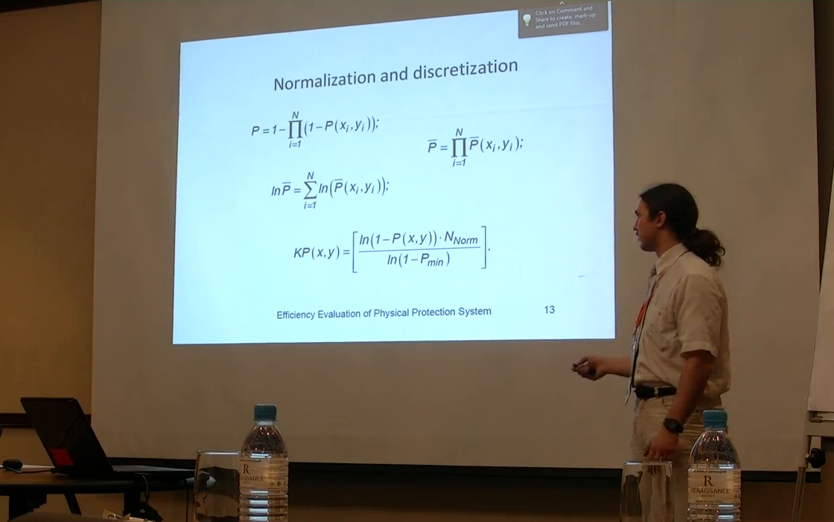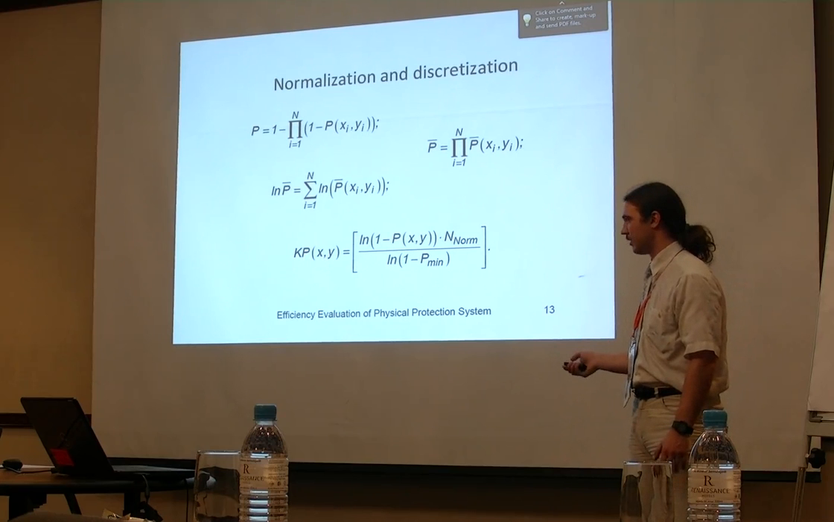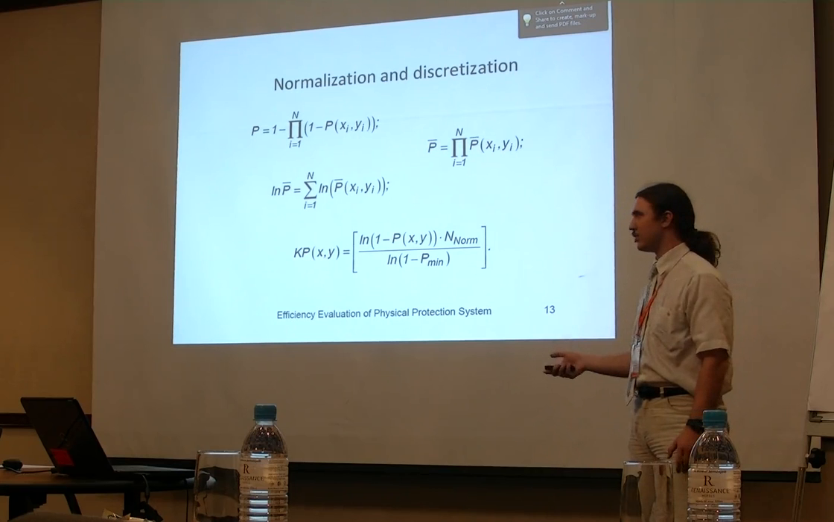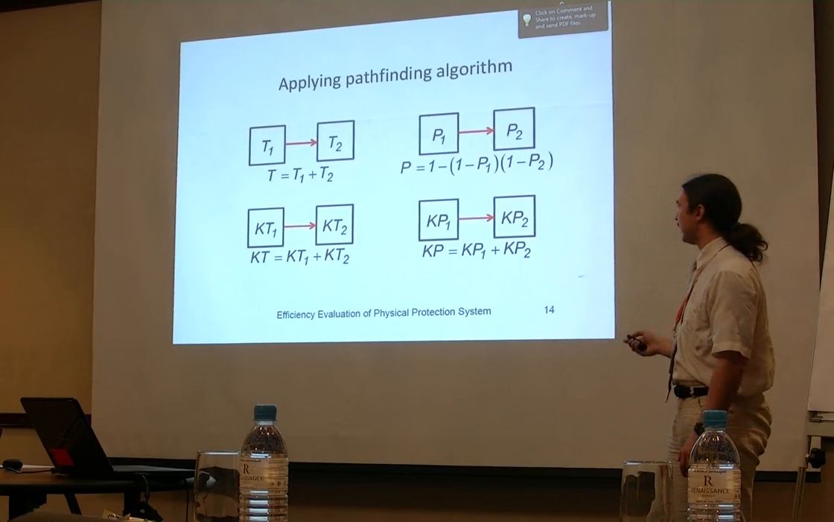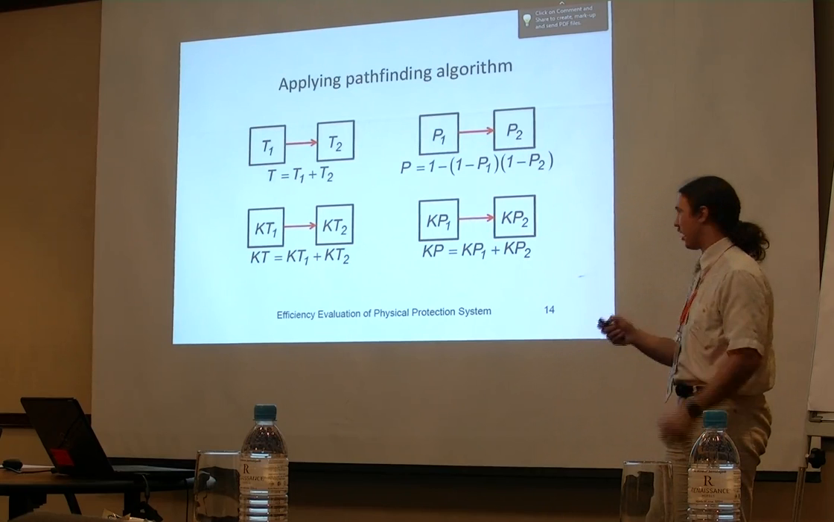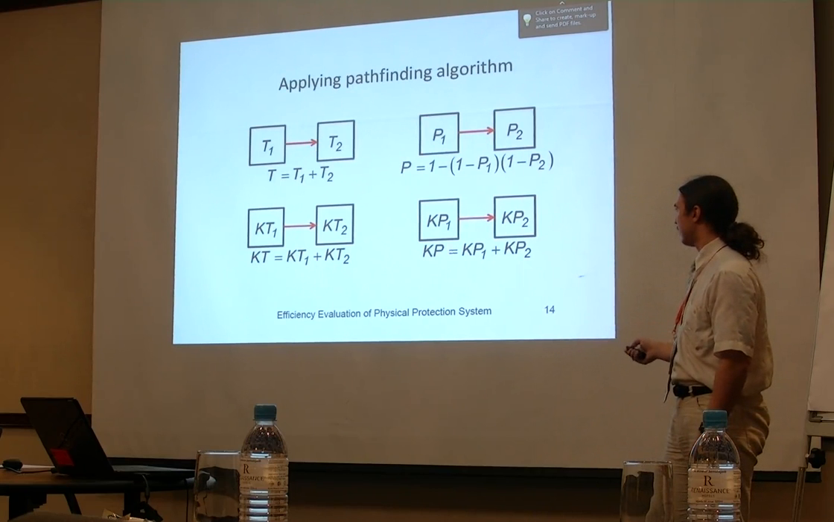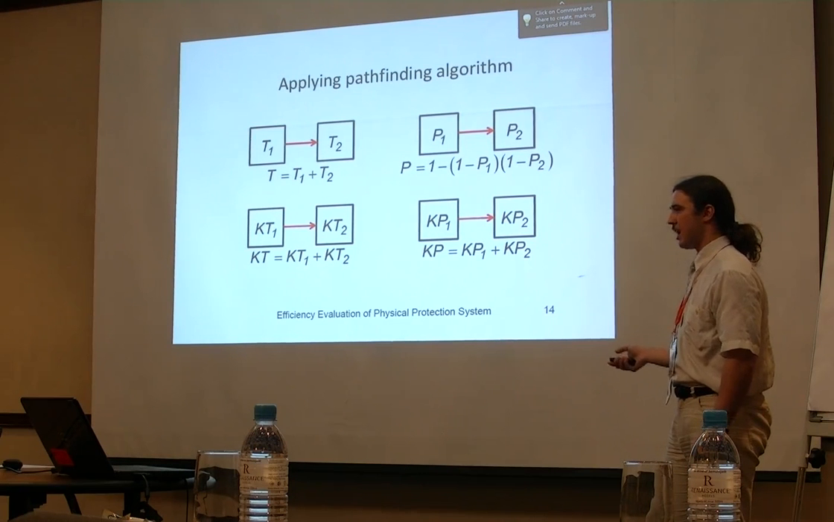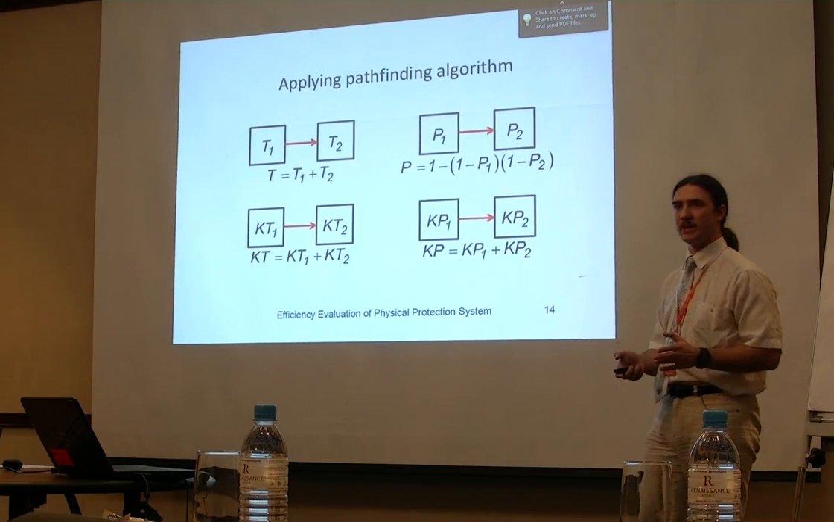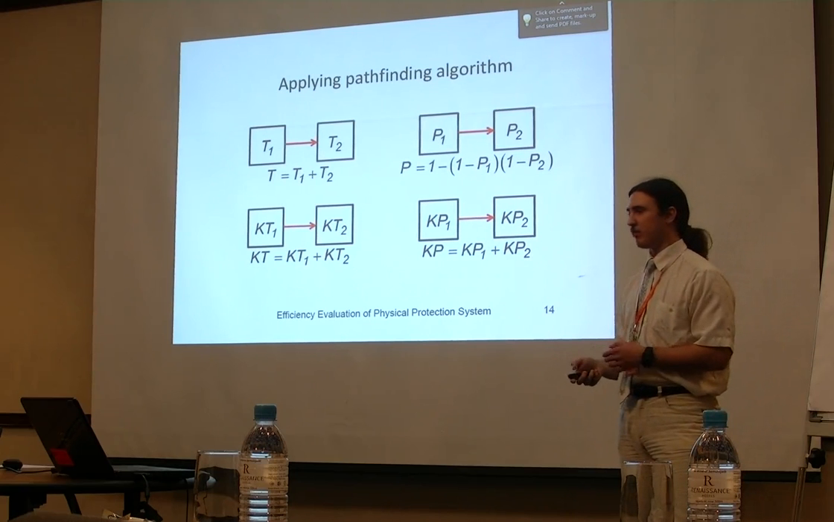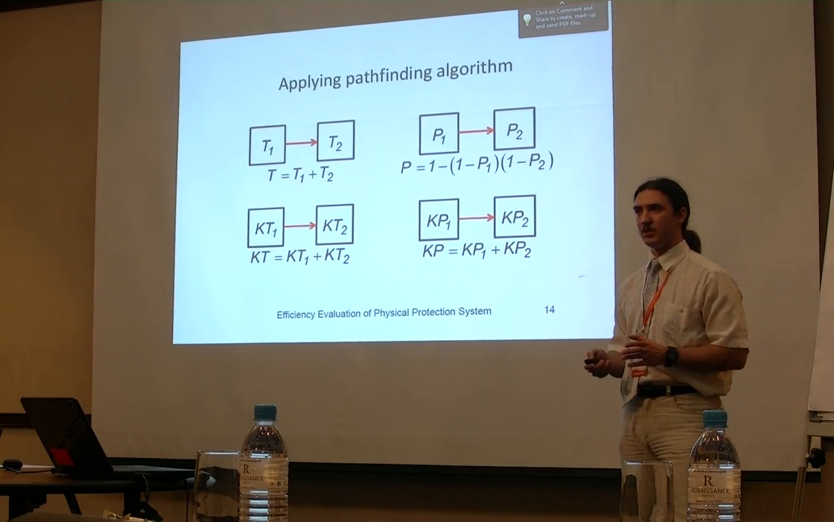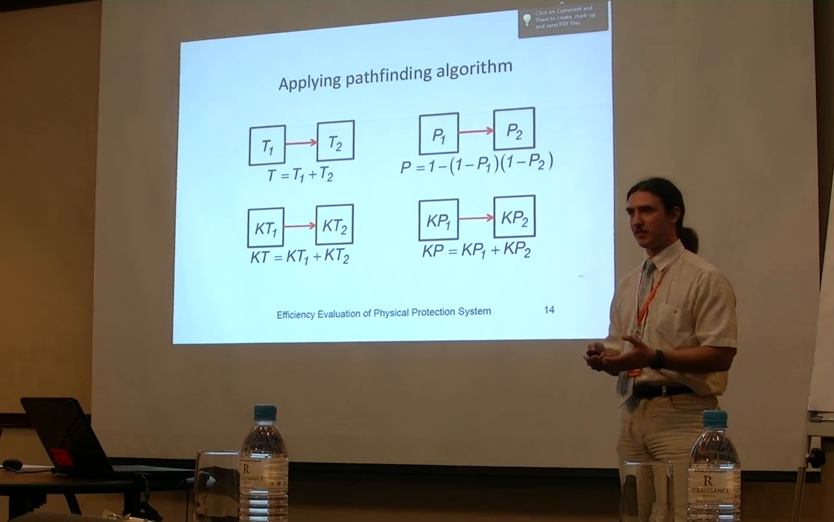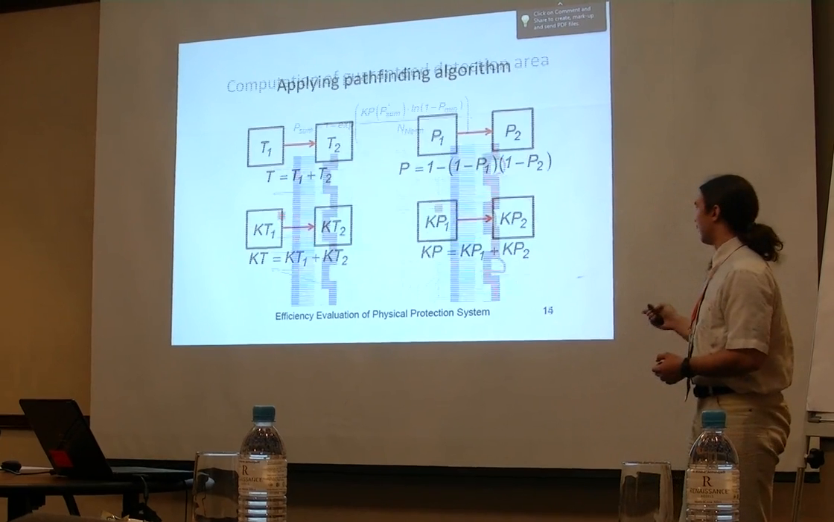Using several simple transformations, we introduce the notion of discrete logarithmic probability, KP. There is a more accurate definition in our paper. But the main idea is that we move from complex computation to simple addition. And this new logarithmic probability behaves exactly the same way as delay time, so we can use exactly the same algorithm to determine the threat detection probability. Let me show an example.